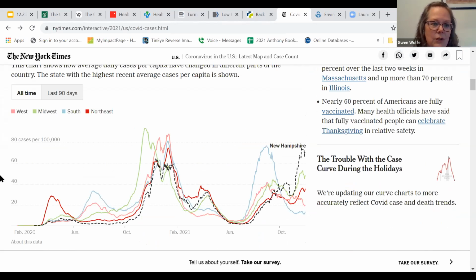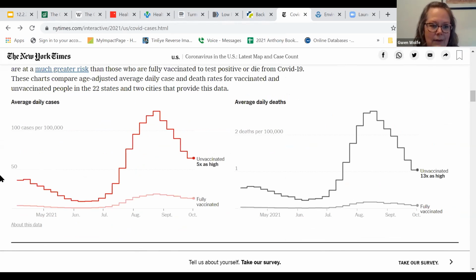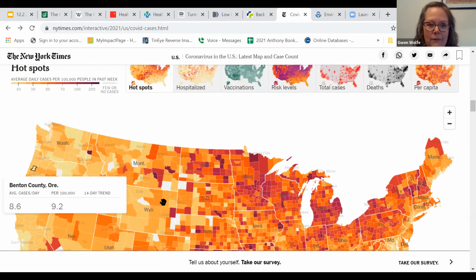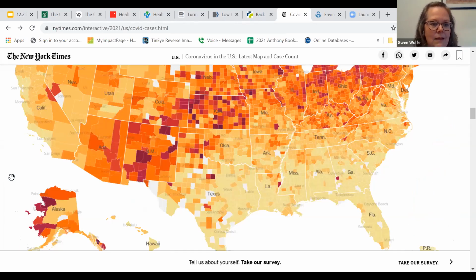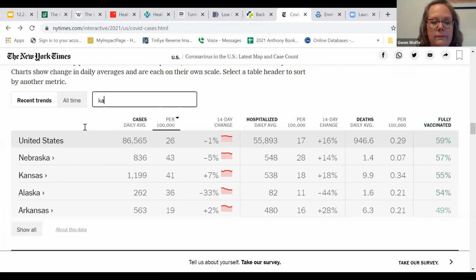So they have a few other charts that are interesting if this is really your jam. But one of the things that I think is really great about the New York Times is that they provide these wonderful maps, but then they drill down to the county information. So if I want to look at state trends, let's see, I'm gonna type in Kansas.